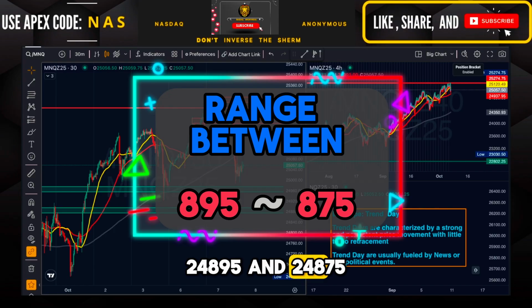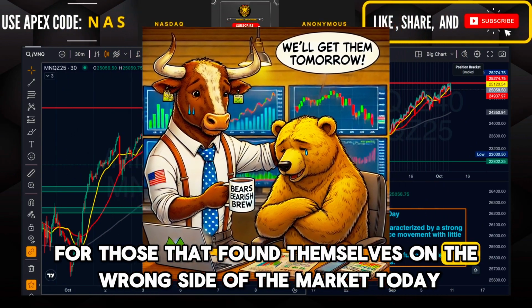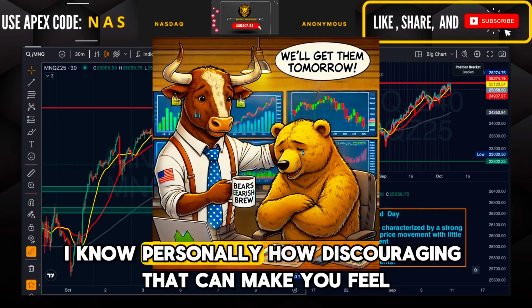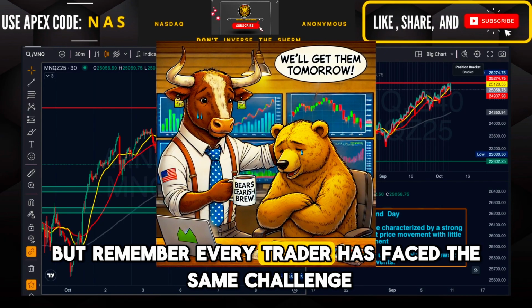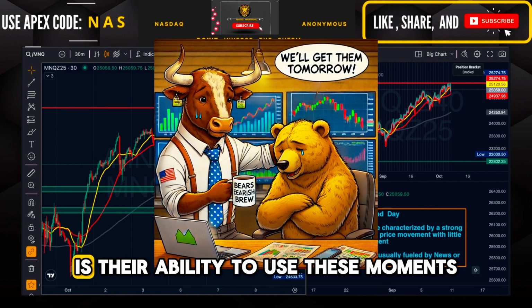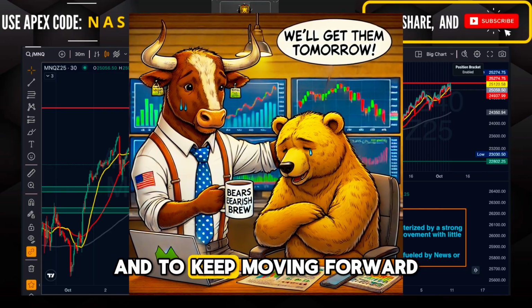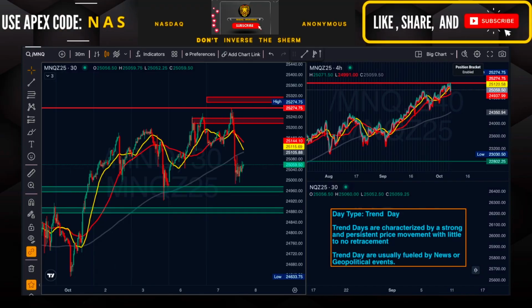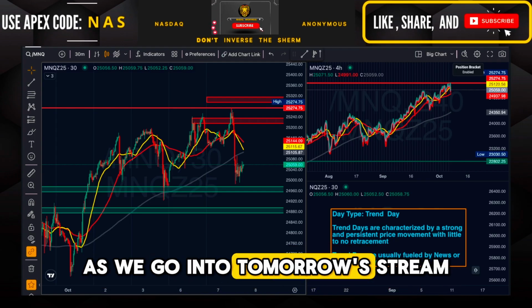But if they fail to regain control, then I'll be watching the reaction when price trades within a range between 895 and 875. Now, for those that found themselves on the wrong side of the market today, I know personally how discouraging that can make you feel. But remember, every trader has faced this same challenge, but what separates profitable traders is their ability to use these moments to refine their strategies and to keep moving forward. But I'll be monitoring both markets overnight to identify the best trades as we go into tomorrow's stream.